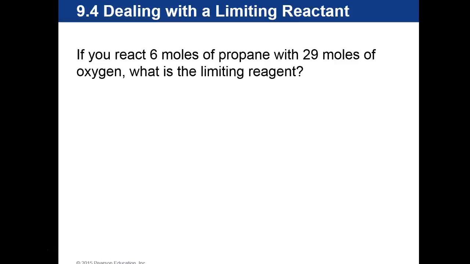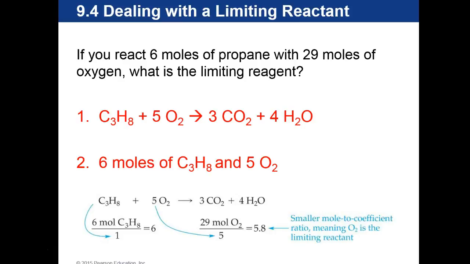So here's the example. If you react 6 moles of propane with 29 moles of oxygen, what would the limiting reagent be? So here's our equation: C3H8 plus 5O2. Here's our propane, here's our oxygen. This gives us 3 carbon dioxide and 4 waters.